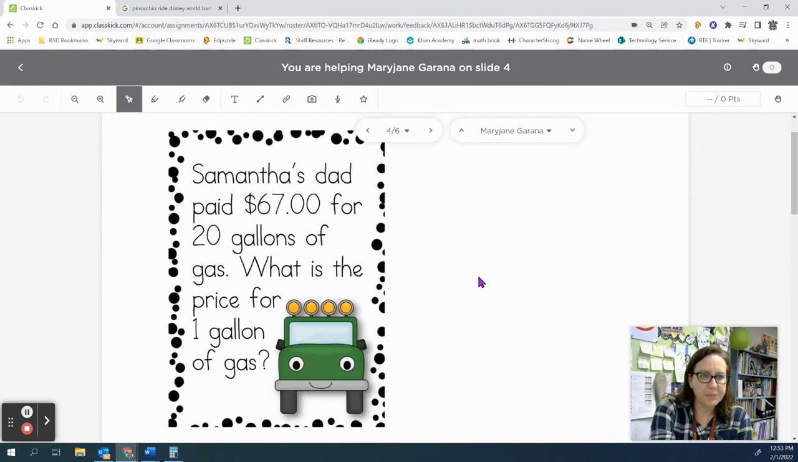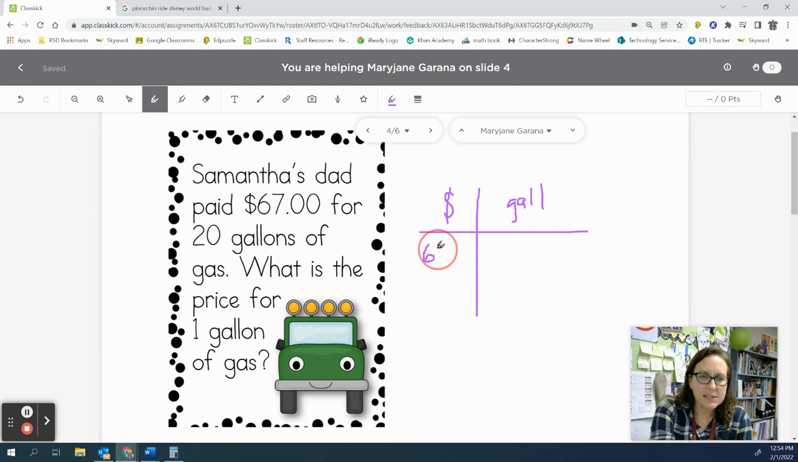Okay, page 4. Samantha's dad paid $67 for 20 gallons of gas. What is the price for 1 gallon? So we are comparing the money to the gallons. And we know that $67 for 20 gallons. And it tells you which one goes to 1 right here. We got to take the 20 to 1.